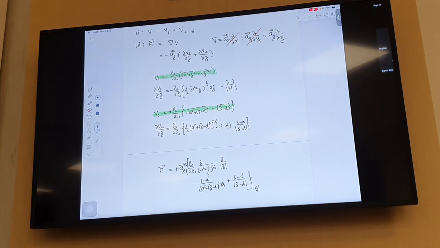Suppose in the exam you don't know how to simplify it, then you just write the lengthy one. Don't really need to differentiate. Okay?